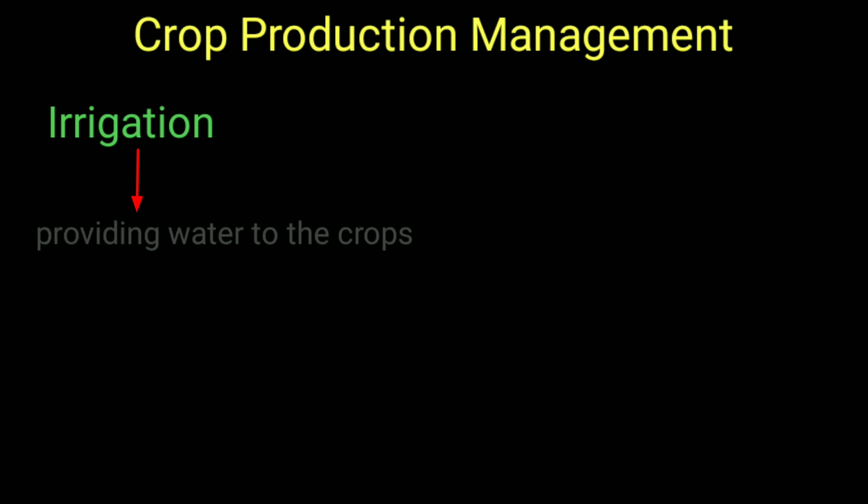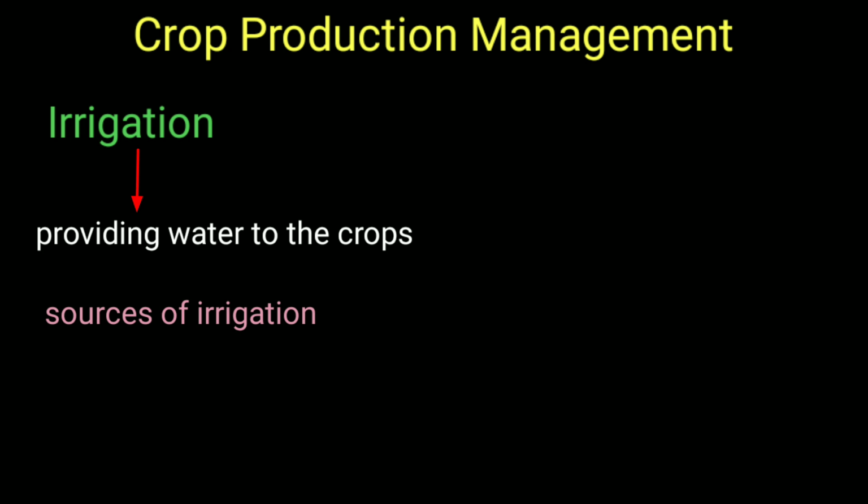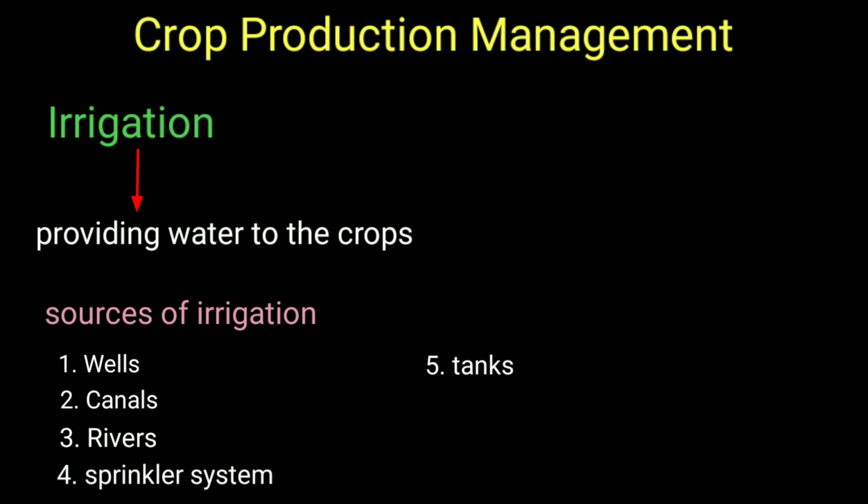Now let's talk about the process of irrigation. Irrigation is the process of providing water to crops. There are different sources of irrigation. Like for example, there are wells, canals, rivers, sprinkler system and tanks.